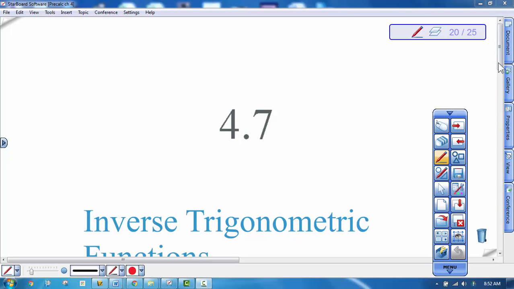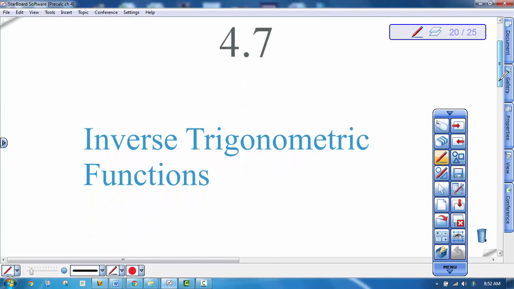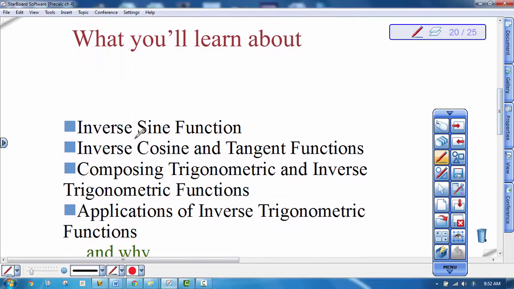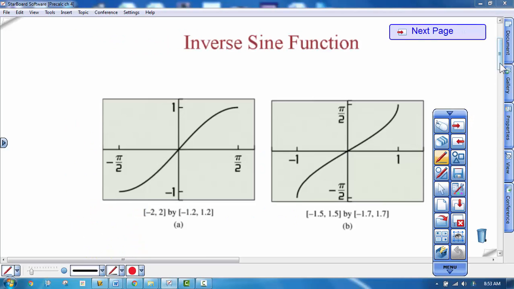Okay, this is for 7 notes. We're talking about inverse trig functions. So we're going to learn about inverse sine, inverse cosine, inverse tangent. We'll compose some of these and do some application. Alright, so let's start with inverse sine.